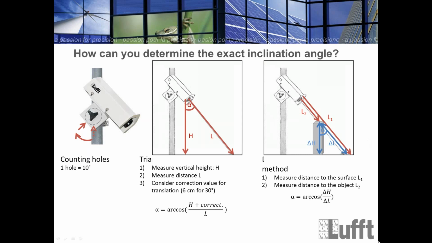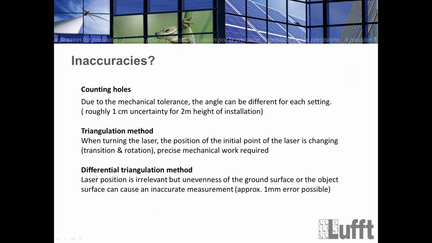Here is just about the inaccuracies which you are making. The counting hole method means roughly 1 centimeter absolute error if you do an installation at 2 meters high. So it's already quite precise, and the question is if you need something better or not. There's the other method, the triangulation method.